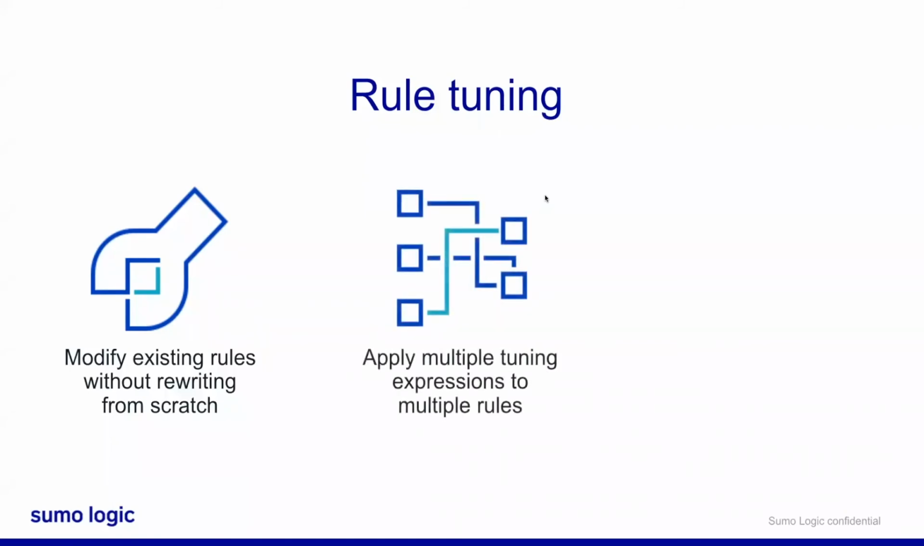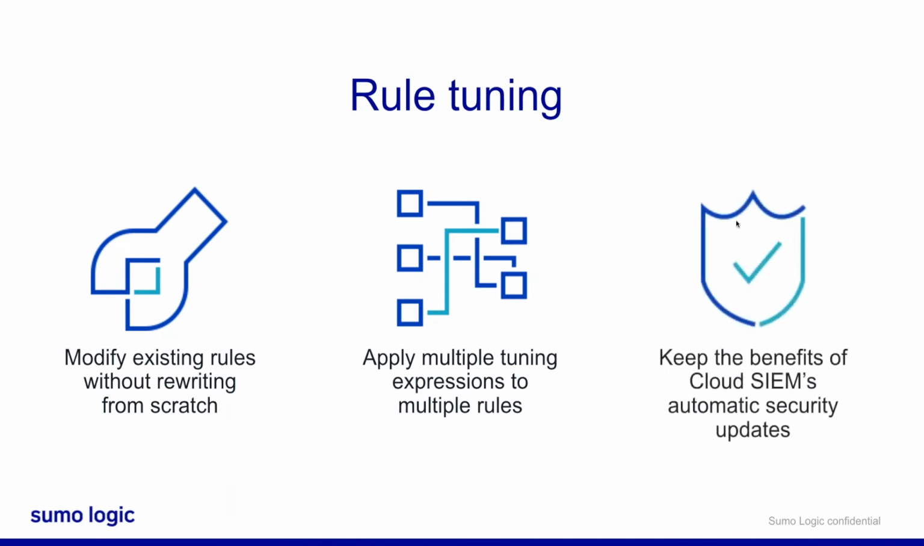Once you've written a tuning expression, you can apply that tuning expression to multiple rules. You can also apply multiple tuning expressions to each rule. So they're very flexible in that regard. We're going to learn how to apply one tuning expression to multiple rules, and we're also going to learn how to apply multiple tuning expressions to one rule today in those labs shortly. When you use rule tuning instead of custom rules, your tuning expressions are retained when Sumo updates that rule. So you'll still get the advantage of the rule Sumo pushes out to all users.